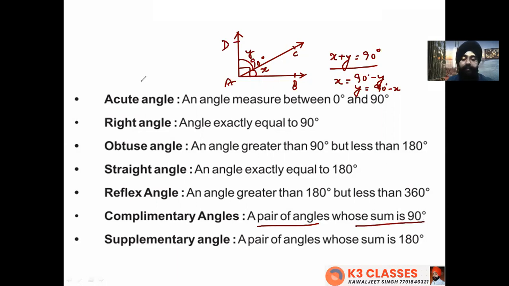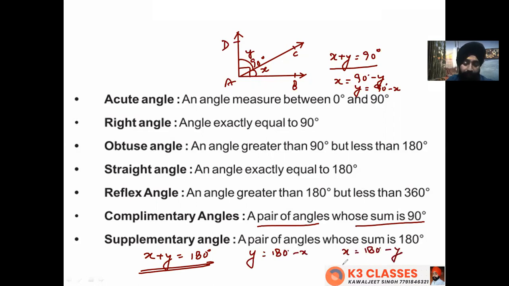On the other hand, there is also a pair of angles whose sum is 180 degree, and they are known as supplementary angles. In this case, Y is equal to 180 minus X and X is equal to 180 minus Y.